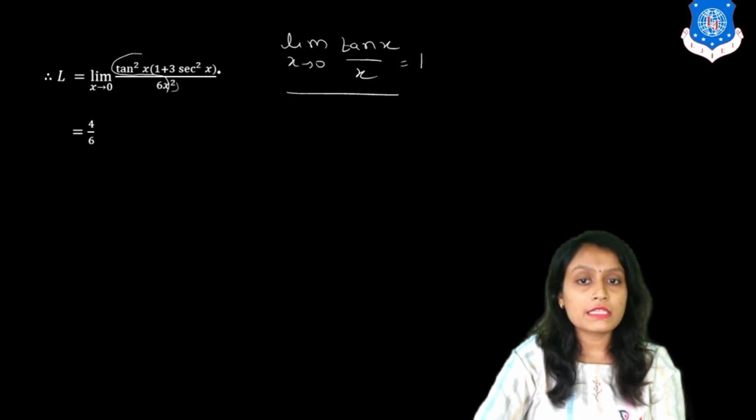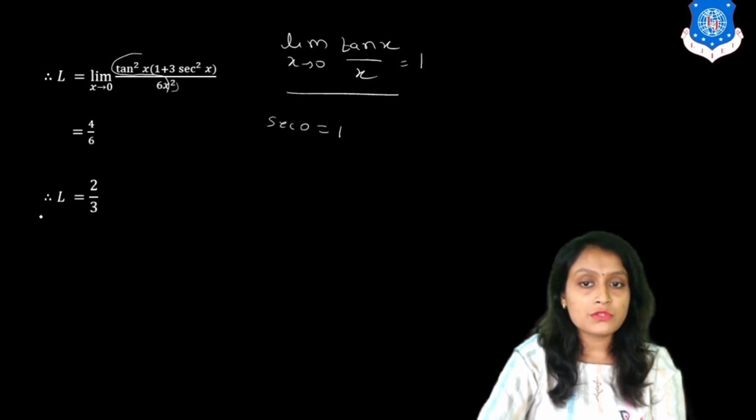Now in place of x, if you substitute 0 here, you will get the value of sec 0, that is 1. So in the numerator you will get 4 and in the denominator what will remain is 6. Simplify, so you will get the answer of L as 2 by 3.